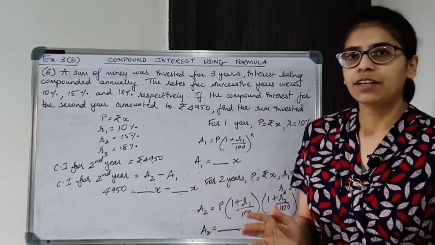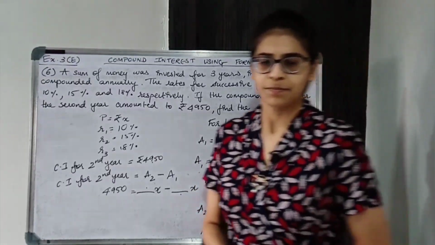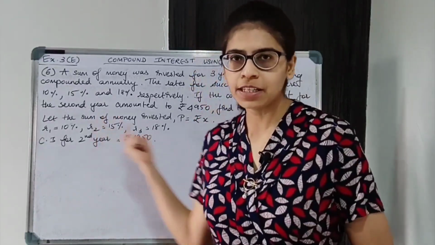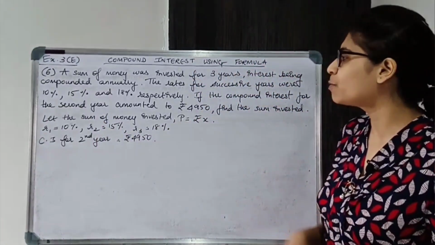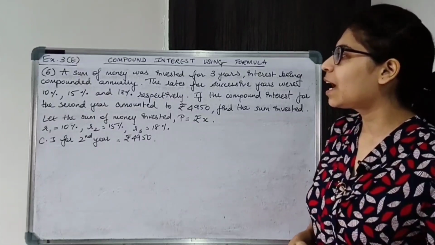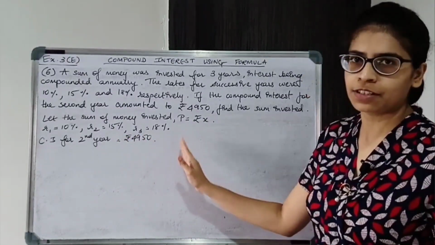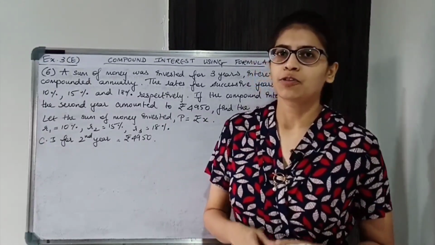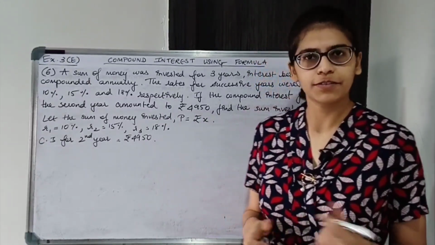So let us now write down the given in proper manner and start solving. So you have to write down some given information. At the beginning just write down a statement, let the sum of money invested be X rupees, and write down all the rest of the given information. Now we need to find the amount for second year and amount for first year. Alright, so first we'll find for first year.